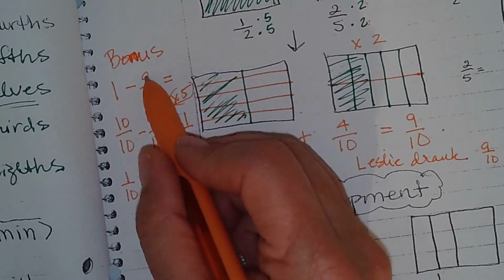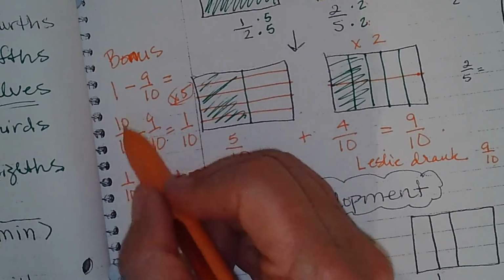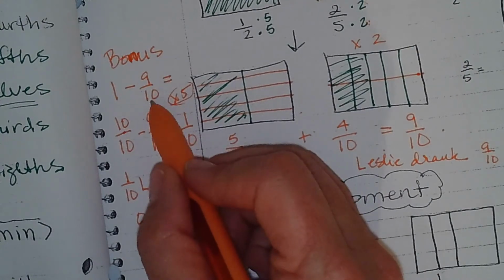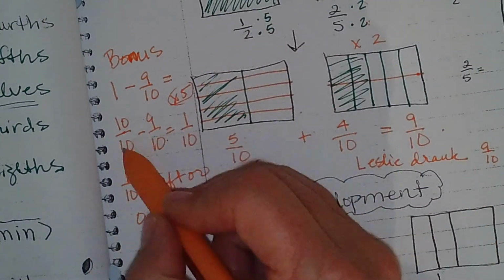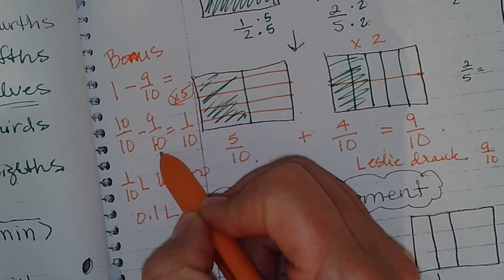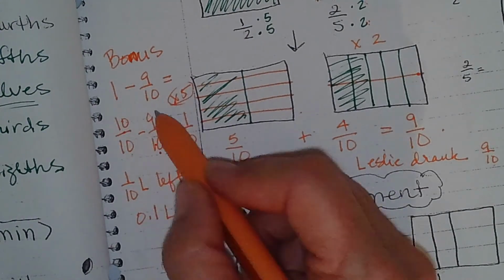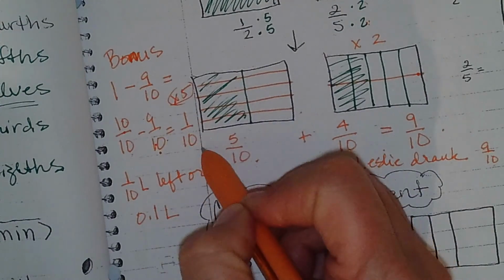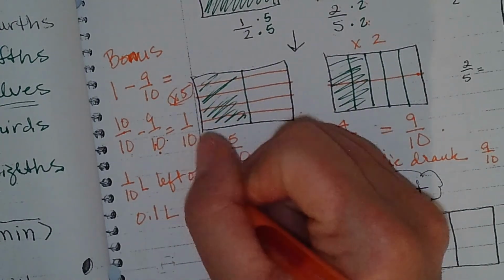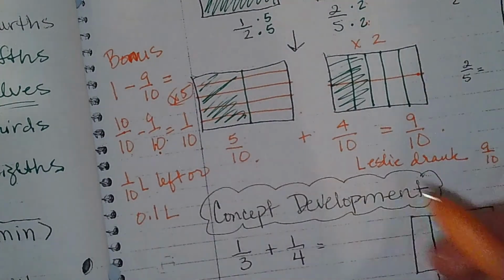One whole subtract 9/10. Well, one whole is also 10/10, because in order to add or subtract, you have to have like units. So 10/10 would allow us to subtract. 10/10 subtract 9/10 is 1/10. So 1/10 of a liter left over, or 0.1 liters.